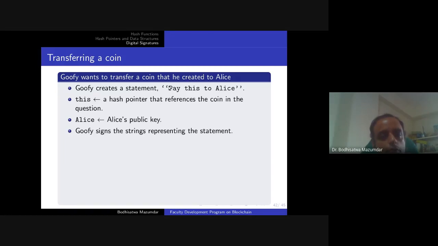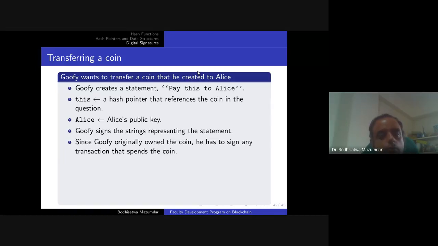Goopy signs this entire string. Since Goopy originally owned the coin, he has to sign any transaction that spends the coin. Whenever a coin changes hands, whenever a coin travels from person 1 to person 2, Goopy always has to sign that statement, to keep a trail of which set of persons the coin traveled through. As Goopy was the originator of the coin, he always has to sign each and every transaction. So Goopy signs the string representing that statement.